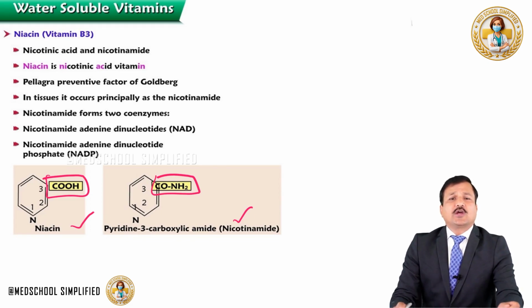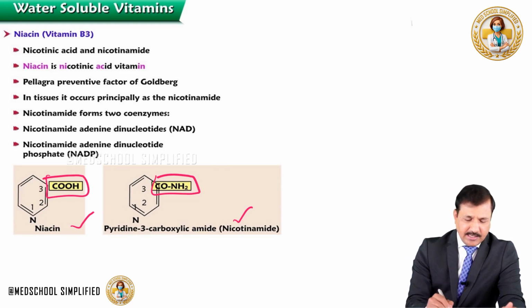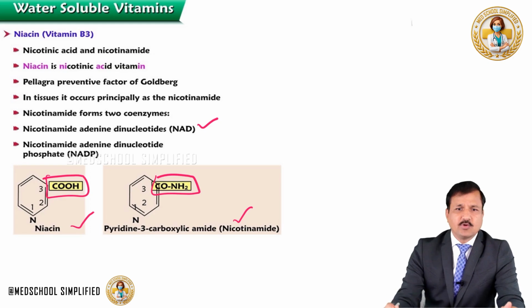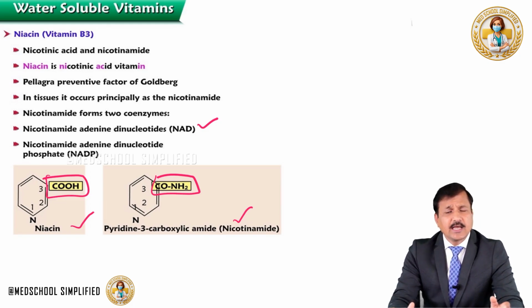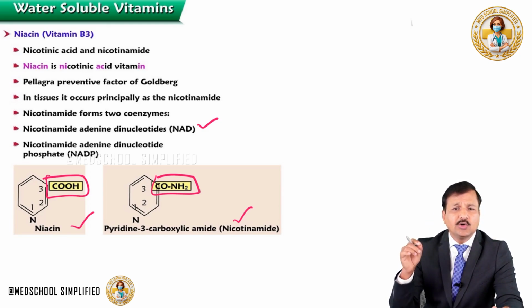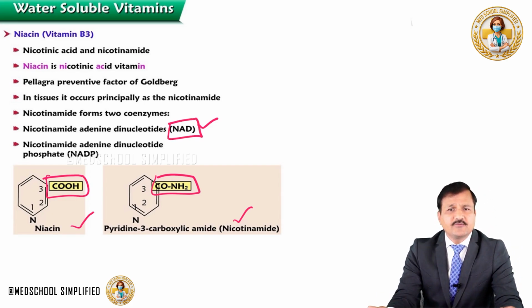Now, there are two nicotinamide forms which act as coenzymes. Nicotinamide is the most abundant form of niacin in the tissues, as we have already seen. So nicotinamide can be found in two coenzyme forms. One is nicotinamide adenine dinucleotide, which you refer to as NAD, and the other is the phosphorylated form of NAD, which is nicotinamide adenine dinucleotide phosphate.